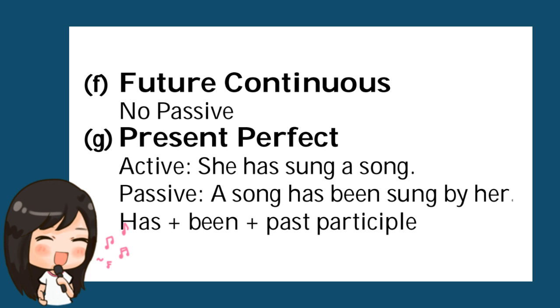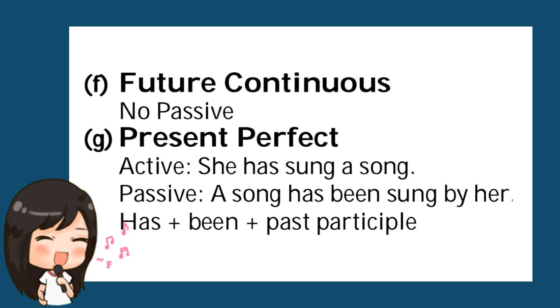In active, the sentence became she has sung a song. Has or have plus V3 form. That's a tense we know. So that's a verb form. In active, she has sung a song. In passive voice, it became a song has been sung by her. In present continuous, it was being, but in perfect, it is been. So here the verb form is given. The change we made is we made that verb form into has been plus V3.